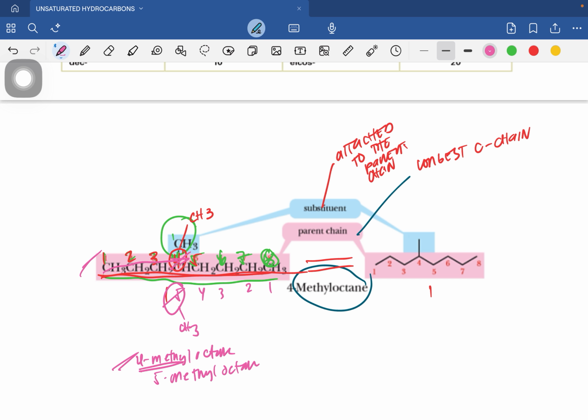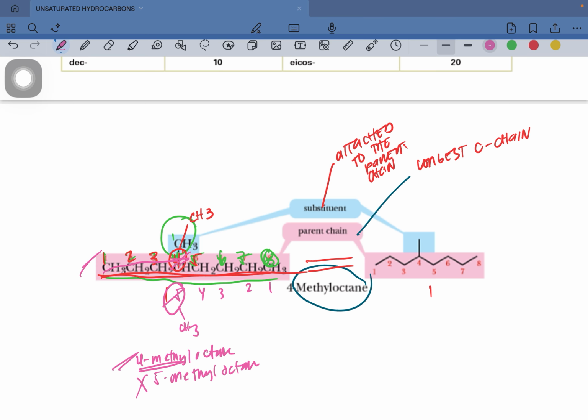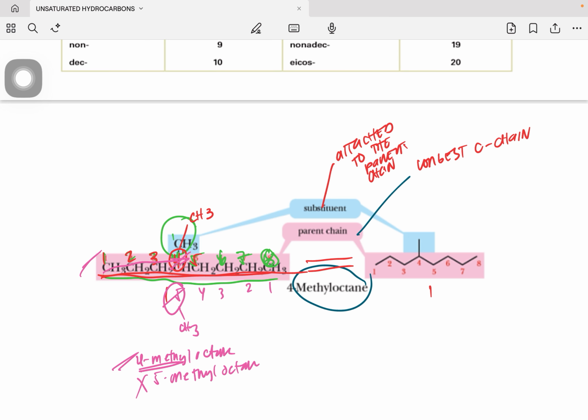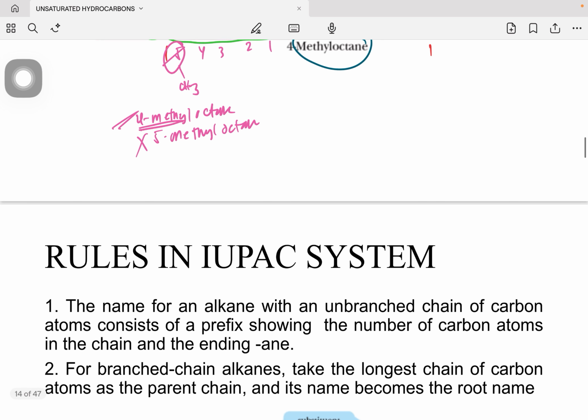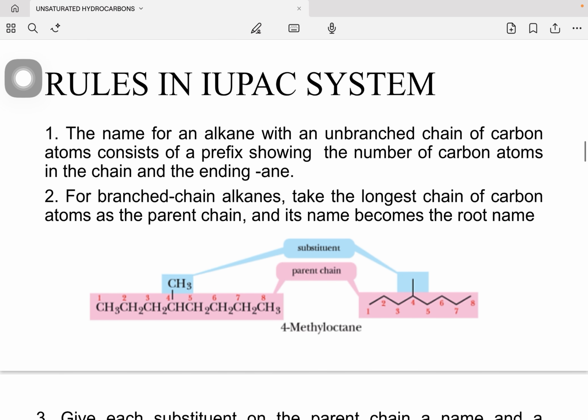Okay? The lowest number of carbon from which you can first see or encounter itong attached substituent natin. Mali itong 5-methyl octane natin. So, yun lang guys. That's another tip, okay, in naming that you have to at least master.